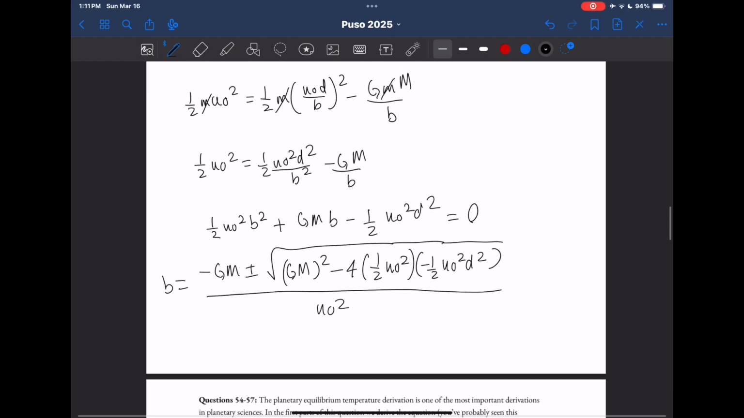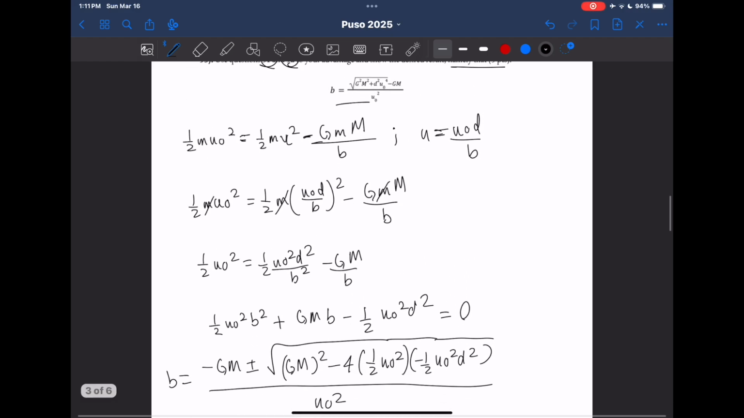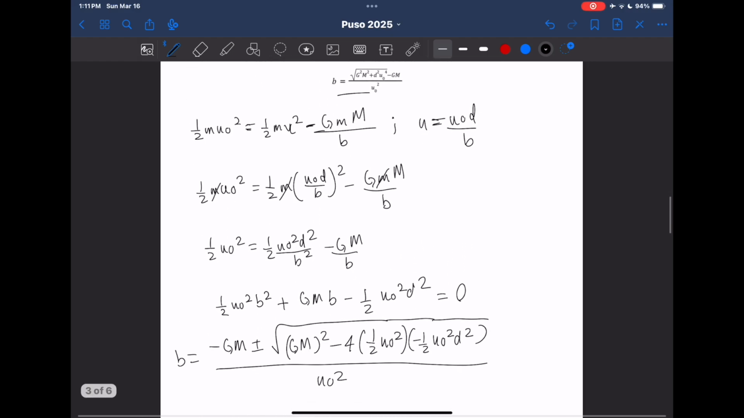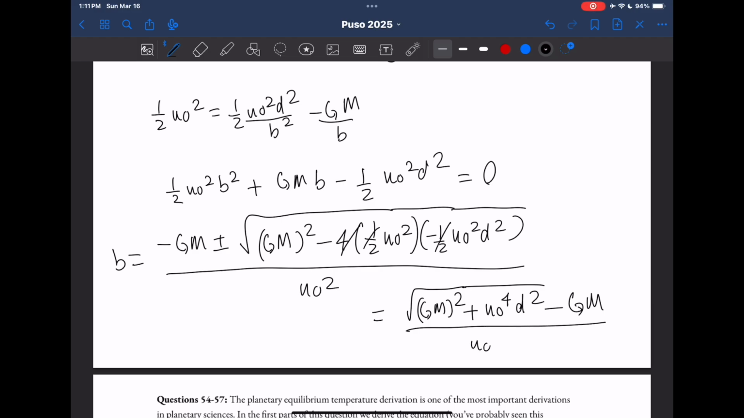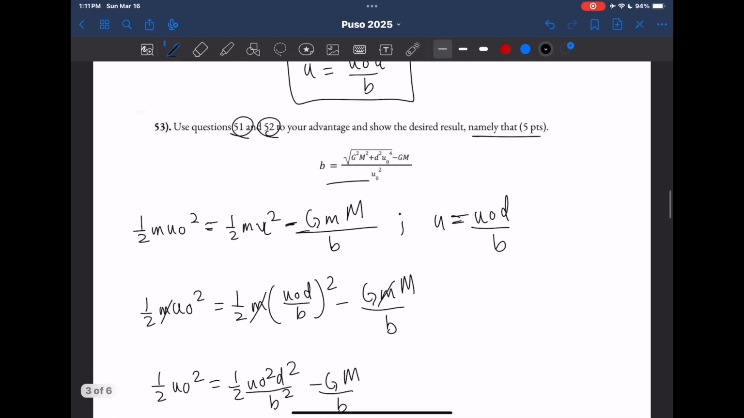And that looks pretty much identical to the answer we wanted. I guess the only thing we have to note is that these 4's and 1/2 are going to go away, and the sign will be positive. So then we can say that we have the square root of gm squared plus u naught to the 4th d squared, minus gm, over u naught squared, which is exactly what we wanted to show.